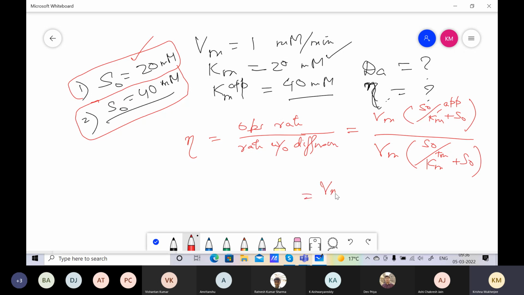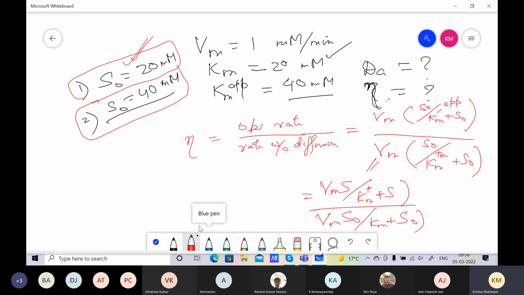Earlier I was writing it as Vm S upon Km plus S, and this was Km true plus S upon Vmax S naught upon Km plus S naught. And now I've written it as S naught, but I've changed the Km. Both have the same impact, but only for a particular condition. These do not translate algebraically to equivalent statements. They will become equal for a specific case, S naught equal to 20 or S naught equal to 40, and they will be different in each case. And I will ask you to find that out also. So tell me what happens when S naught is equal to 20.